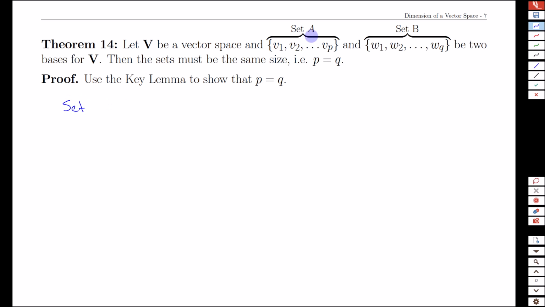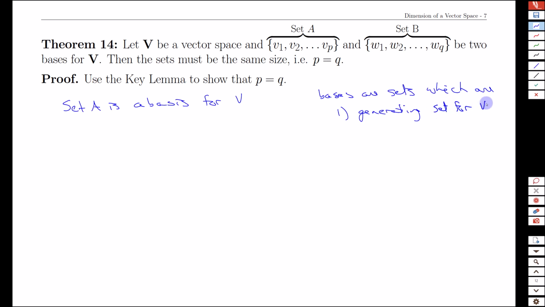Okay, so what do we know? We know set A up here is a basis. And what do we know about bases? Bases are sets which are two things. One, they are a generating set for V. It'll be implied through this whole thing that we're always talking about the same vector space. And two, they are a set that's linearly independent. Okay. So set A is a basis for V, which means that set A is linearly independent.